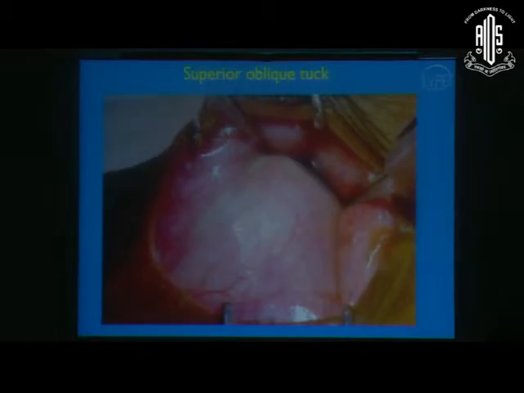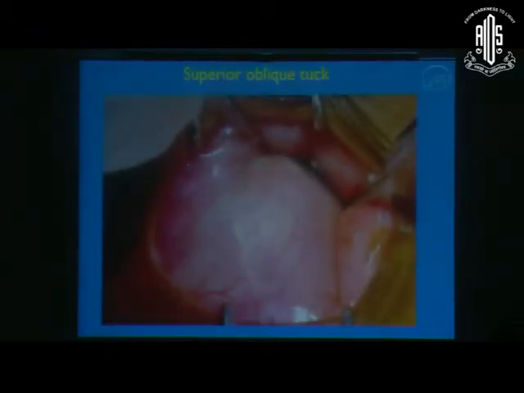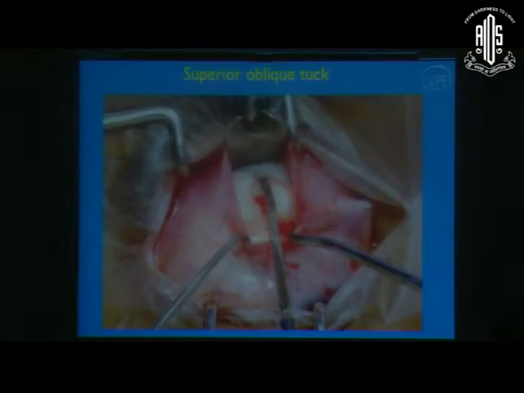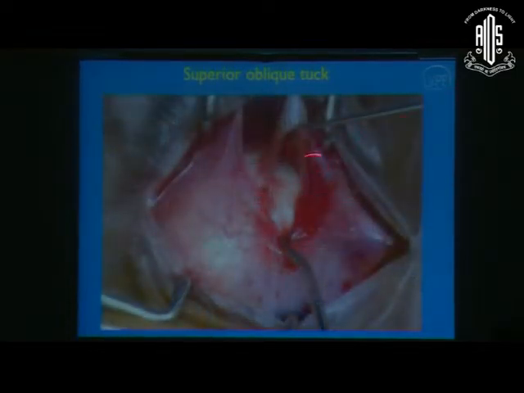So these are pictures of superior oblique tuck. You can see how lax it was. This is the forced traction test pictures, and we are opening. It's a very thin muscle. When you open it, see the amount of laxity on the superior oblique. It's very lax. This is not the normal muscle.